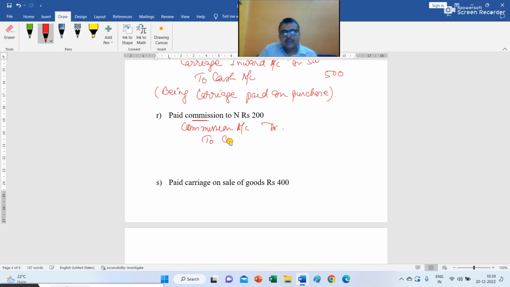to cash. So when you get a transaction like payment for something, it may be for salary, it may be for wages, it may be for stationery, it may be for rent. So all those ledgers will be debited and credit will be given to cash. So here commission is being paid for cash. So your journal entry is commission account debit to cash. And the amount is for rupees 200. You have to write the narration being commission paid.